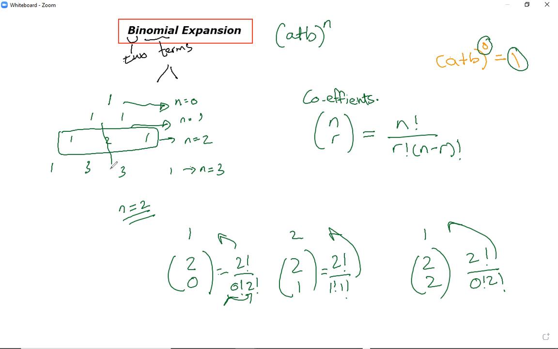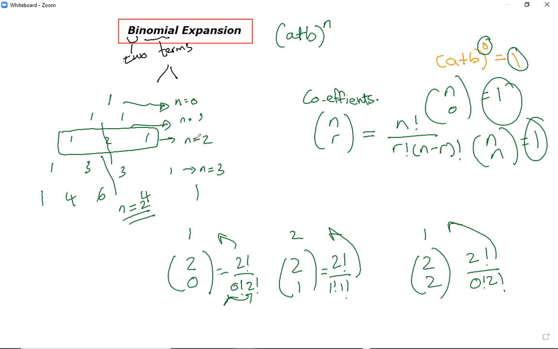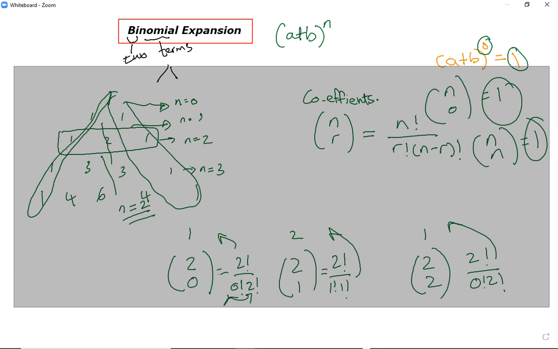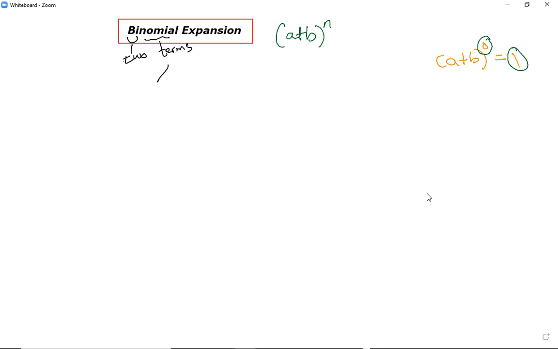Okay, it goes up to 2, then it goes back; goes up to 3, then it goes back; goes up to 6, and then it goes back again to 1. Every time you start off, if you have nC0, it ends up as 1. And if you have nCn, it also ends up as 1. That's how the outer coefficients always took on the value of 1. So those coefficients followed that pattern, where we can use combinations to find the coefficients.